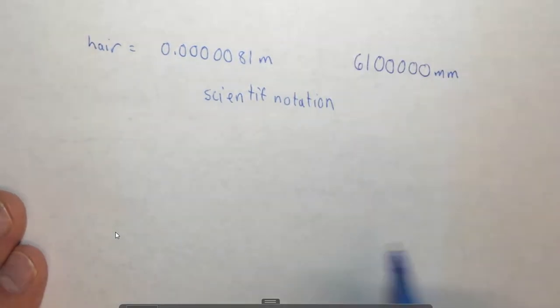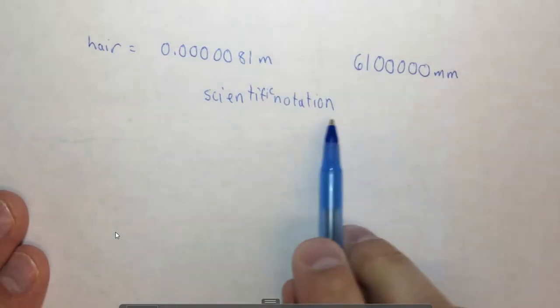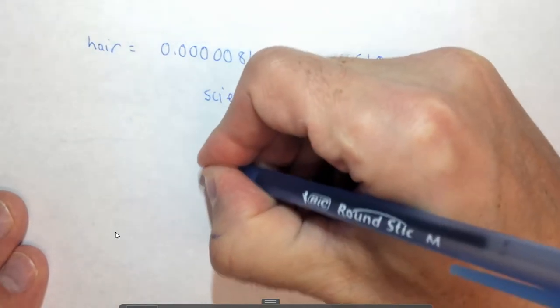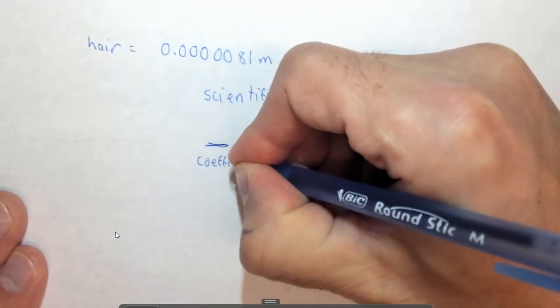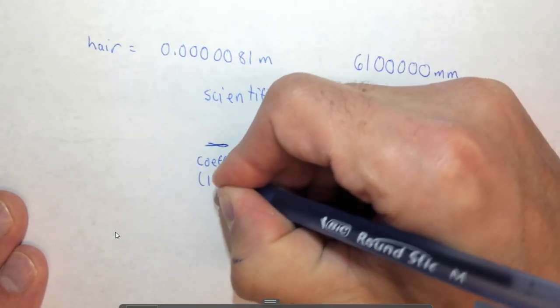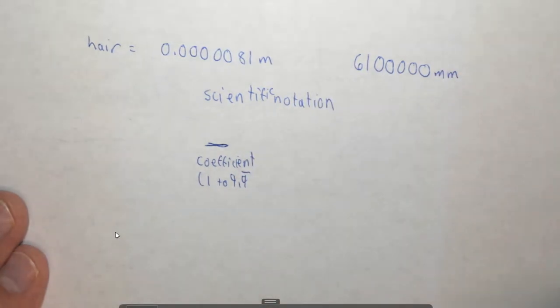So, scientific notation consists of two parts. Well, first I should finish writing the word. Scientific notation consists of two parts. The number out here, which is called the coefficient, which has to be between 1 to 9.9 repeating, by definition.